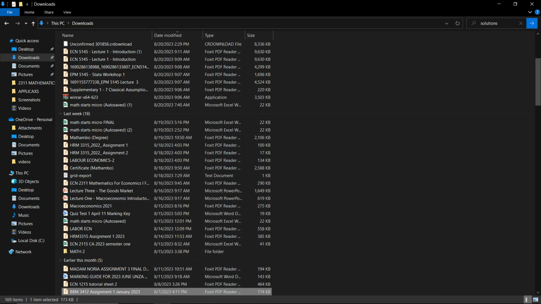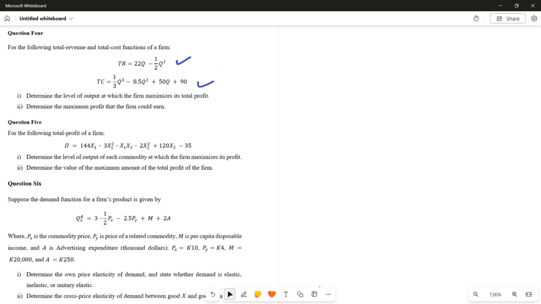Great. So we have this question. For the following total revenue and total cost functions of a firm, can we determine the level of output at which the firm maximizes its total profit?